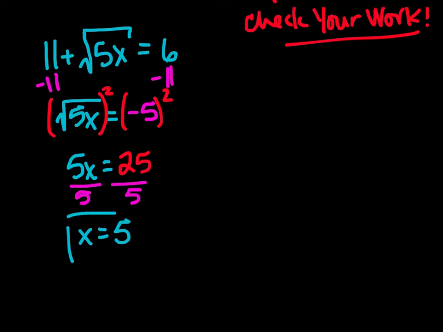If we subtract 11, we get the square root of 5x is equal to 6 minus 11, which is negative 5. We can then square both sides, and we get 5x is equal to negative 5 squared, which is a positive 25. From there we divide by 5 on both sides, and we get x is equal to 5. Let's see if this works. If x is equal to 5 and it works in our equation, that means it's an actual answer. But if not, it means we don't have any solutions for this problem.